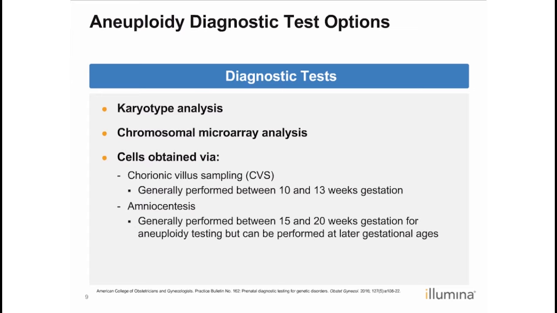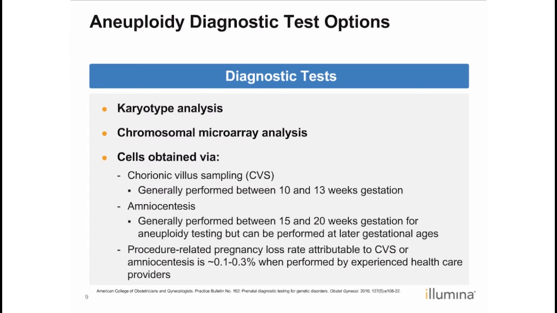Both procedures are available at specific times during the pregnancy, with a CVS usually being performed between 10 to 13 weeks gestation, and most amnios for aneuploidy testing are performed between 15 to 20 weeks gestation, although amnio can also be performed at a later gestational age. Both procedures are associated with a risk of pregnancy loss. According to the most recent ACOG practice bulletin, the procedure-related loss for CVS and amniocentesis is approximately 0.1% to 0.3% when performed by experienced healthcare providers.